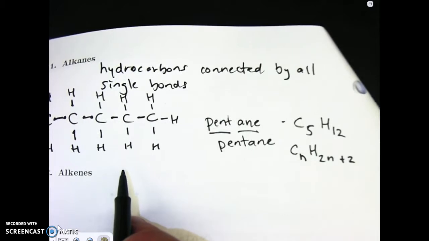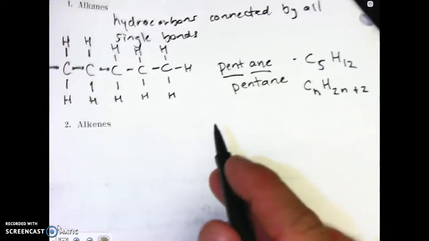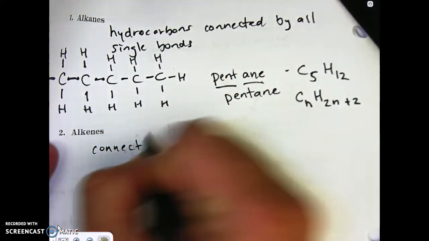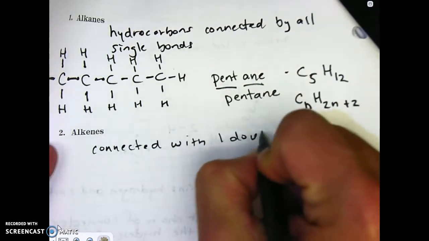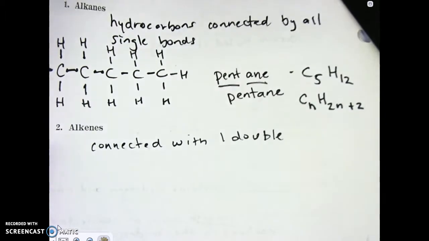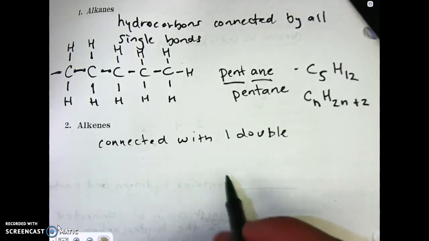Alkanes are going to be your easiest ones to identify. Alkenes, we're going to see a little trend in this. These are going to be hydrocarbons, but they are connected with 1 double bond. We're not going to get too detailed. Don't ask me how to name all the other ones. I know you get very curious about all these exceptions. Let's learn how to do the basic one. Connected with 1 double bond.